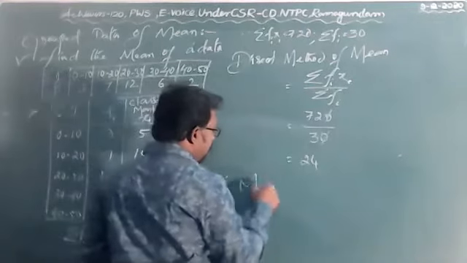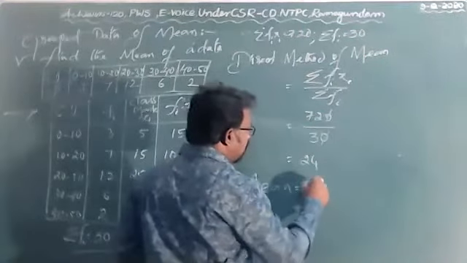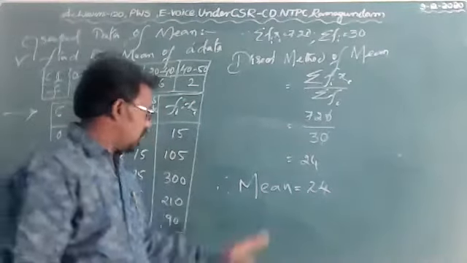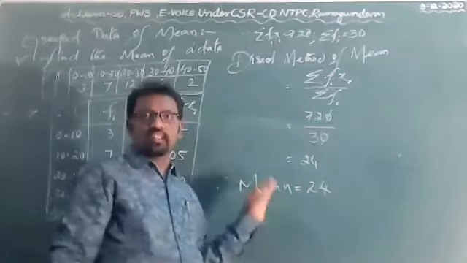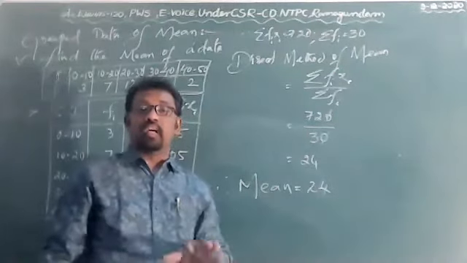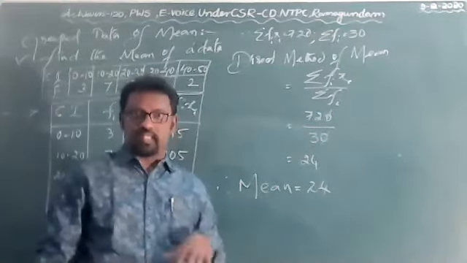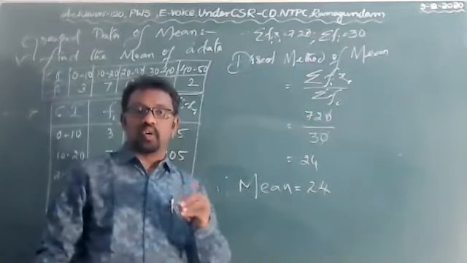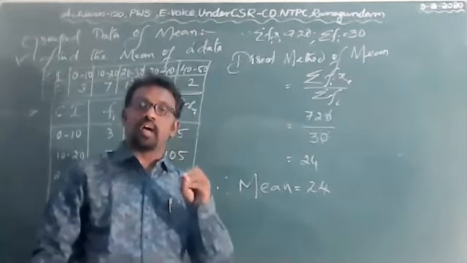Therefore, the mean is equal to 24. Mean equal to 24. Okay, children, this is a simple method. Otherwise, we call it the direct method. That is, the direct mean method is equal to sigma fx by sigma f.